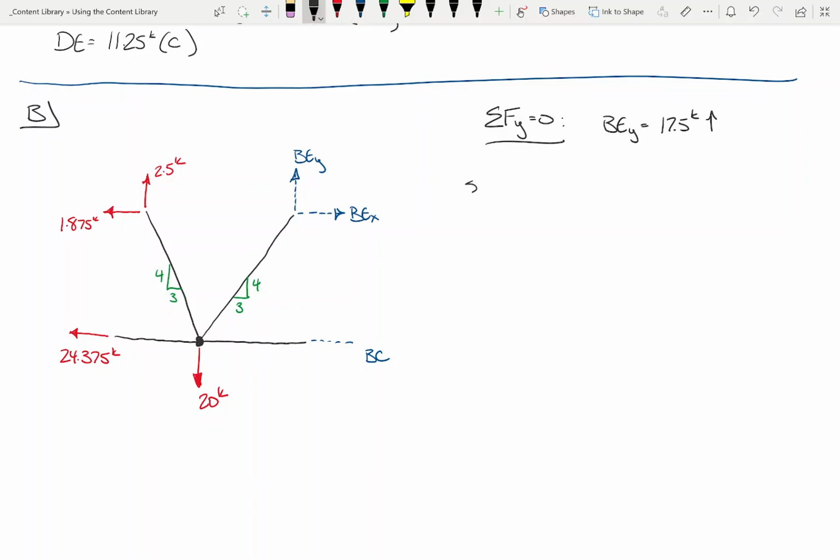I use the slope ratio, right? Slope ratio BEX. Every member in this truss has the same slope ratio, so we do it the same way we've been doing it before. That won't be the case on Friday. And what is 3/4 of that? Three-quarters of BEY. 13.125. Do I have a second? Yeah. All right, 13.125.